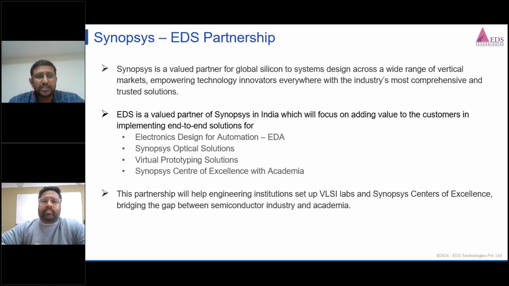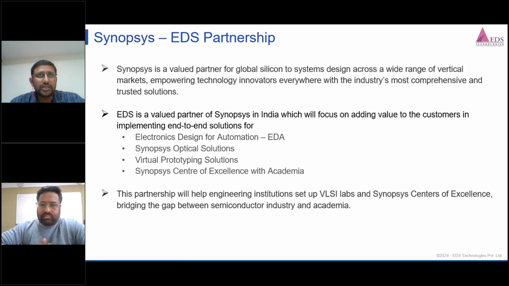EDS Technologies is the valued partner for Synopsys in India, and our primary focus is to provide end-to-end solutions for the customers for these product lines, mainly the electronic design automation EDA tools, Synopsys optical solution tools, virtual prototyping solutions for the automotive industry, and Synopsys Center of Excellence with academia. The main agenda of this session is to focus on the Synopsys Center of Excellence solutions.